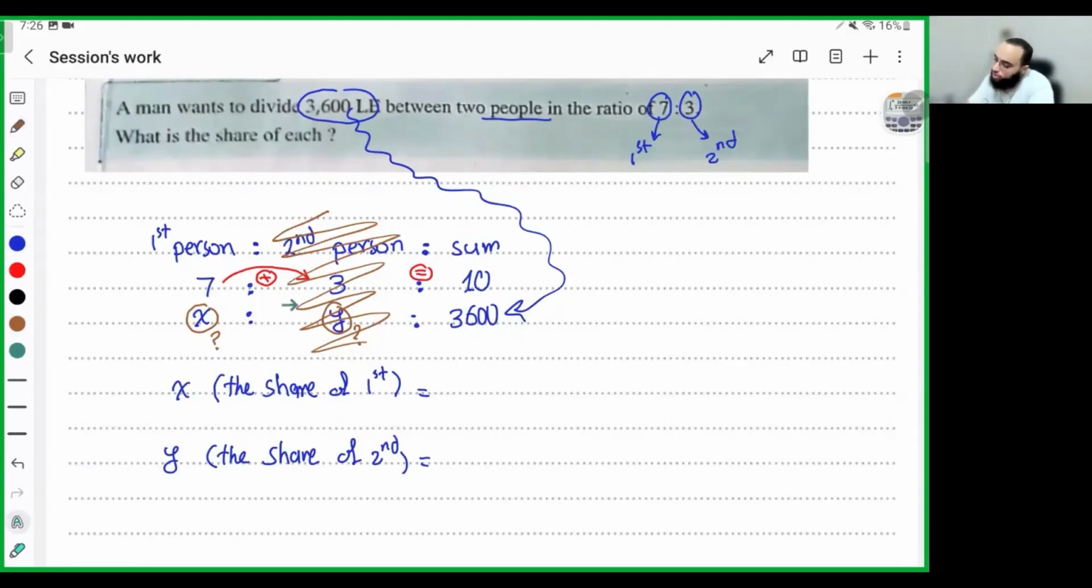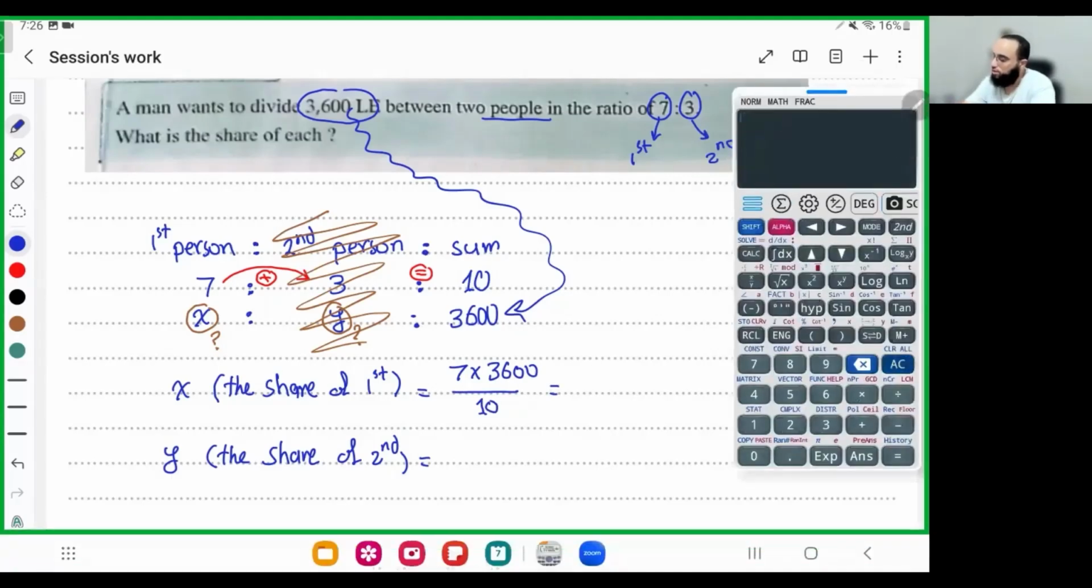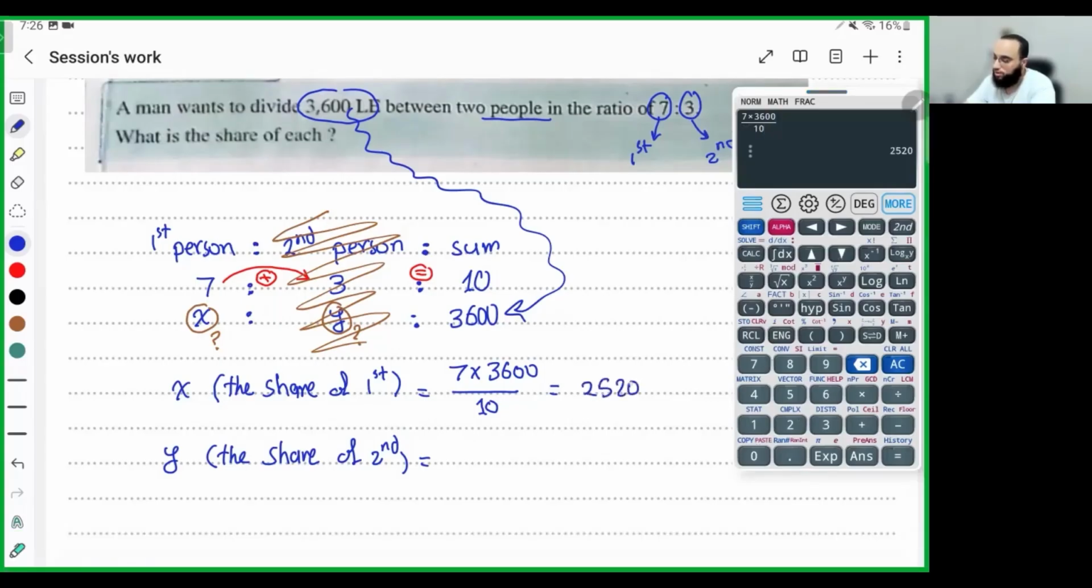Then it's what times what? 7 times 3,600, divided by 10. Then you can write it like that: 7 times 3600 divided by 10. Do it with the calculator. Fraction 7 times 3600 over 10. 2520 with the calculator.